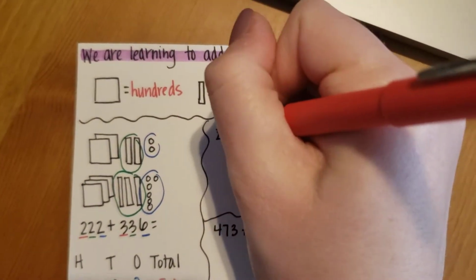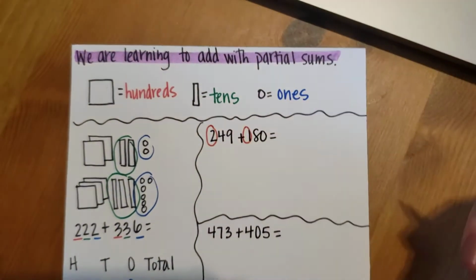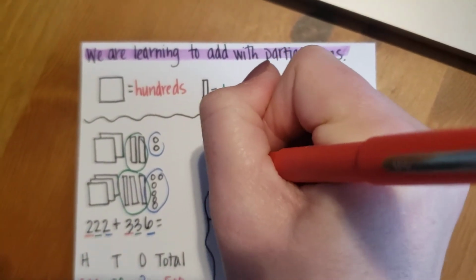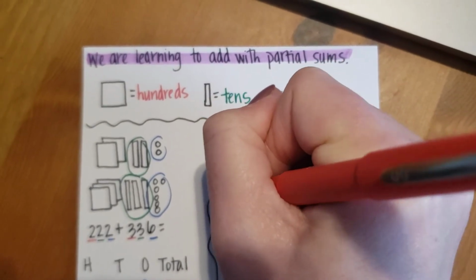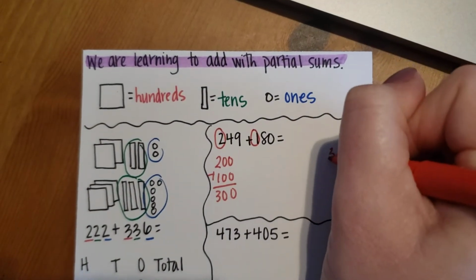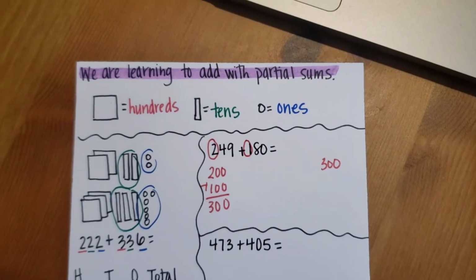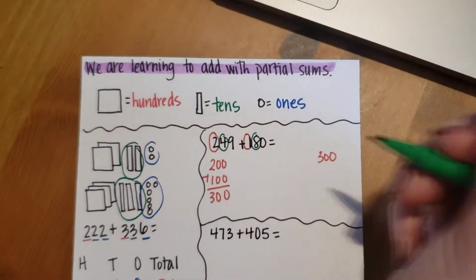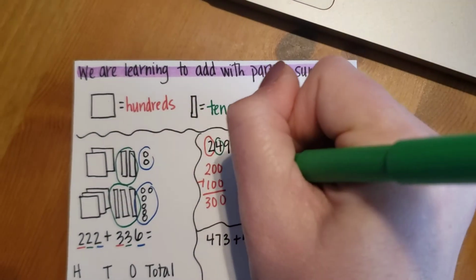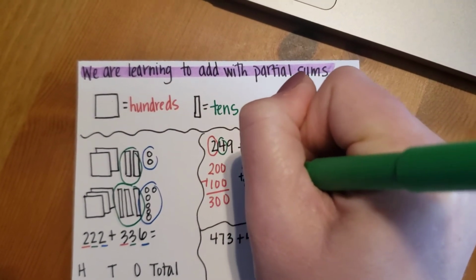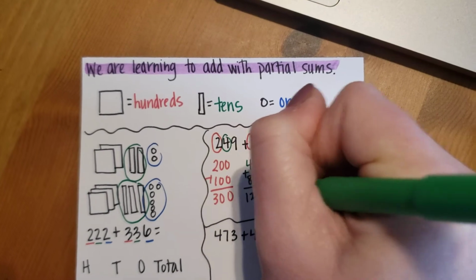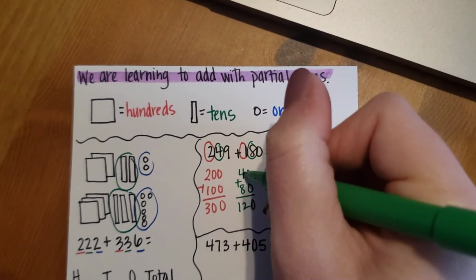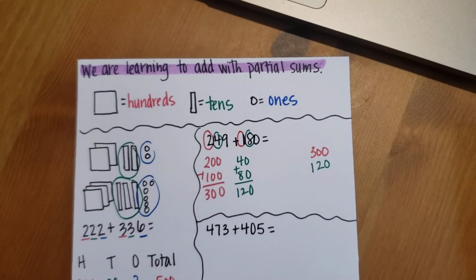So I'm going to start at my 100 spot, and I'm going to add 200 plus 100, which equals 300. I'm going to go ahead and put my total over here. Then I'm going to do my tens. So remember, that is not a 4, it is 40. So it's going to be 40 plus 80, which equals 120. So I'm going to write that just the way I would up here. I know that because 4 plus 8 equals 12.